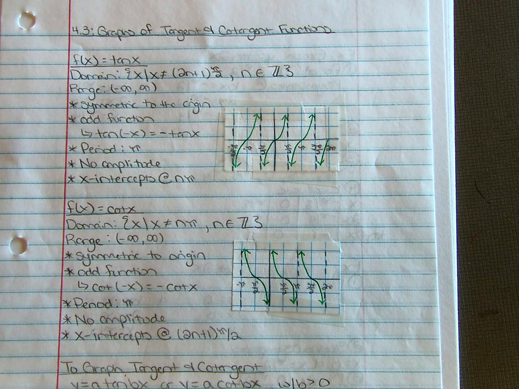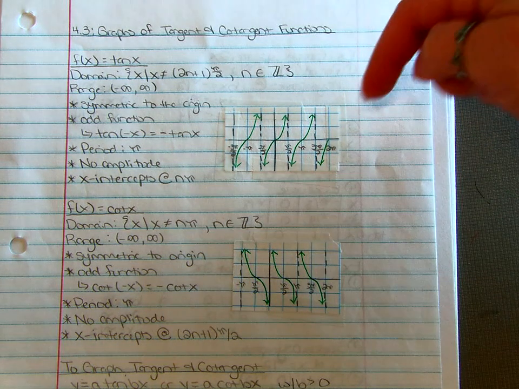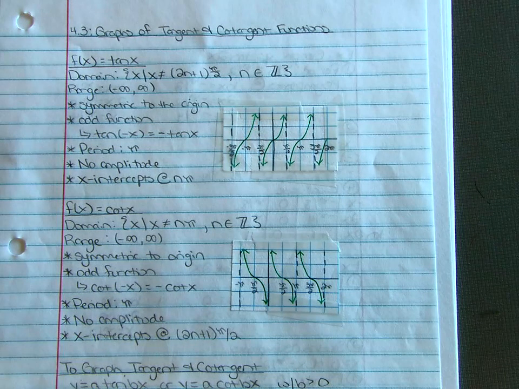And since the domain is excluding those n times pi's, then our x-intercepts obviously can't happen there because that's where the asymptotes happen. So they happen at the pi over 2's. So that's what flips. For tangent, we have our asymptotes at the pi over 2's, and we have our x-intercepts at the pi's. For cotangent, we have our asymptotes at the pi's, and we have our x-intercepts at the pi over 2's. And then as you look at the graph, we start up on our cotangent and go down, whereas on our tangent, we start down and go up. Again, they're inverses of each other.